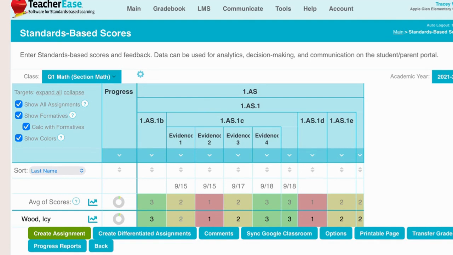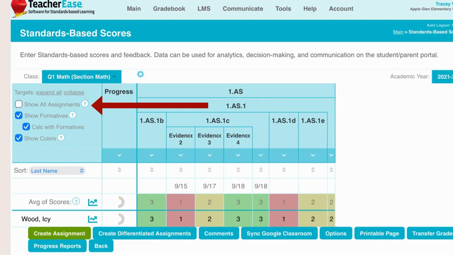In this case, 4 pieces of evidence were entered, but the system is only scoring on the most recent 3. If you want to see only the evidence or assignments that are being used in the calculation for each learning target, you can uncheck mark this box that says Show All Assignments up here in the top left, and it will then only show you the most recent 3 pieces of evidence under any given learning target.